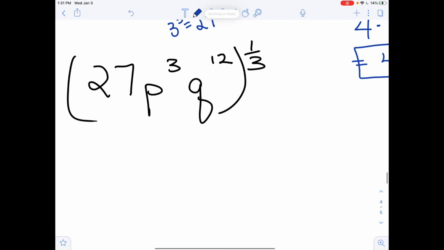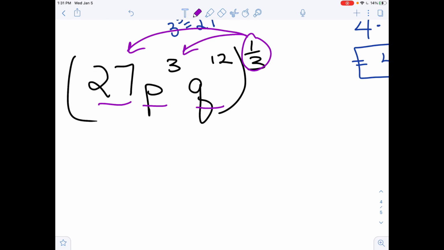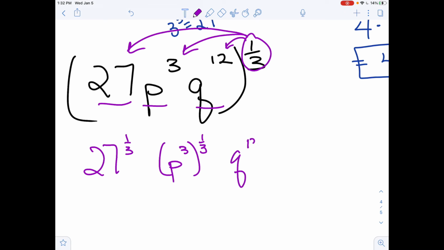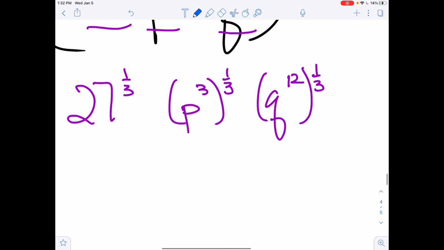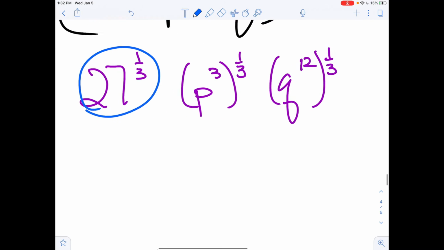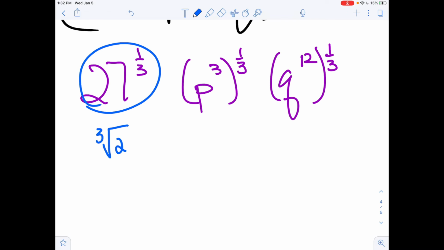All right, so for this one, I've got a product here, so 27 times p to the third times q to the 12th, all to the 1/3 power. So I'm going to distribute this to each part of the product, and we get 27 to the 1/3, p to the third to the 1/3 power, and q to the 12 to the 1/3 power. Now remember, we can either simplify this or use more exponential rules. We know 27 to the 1/3 is just saying the third root of 27.